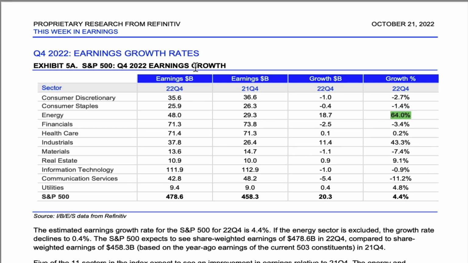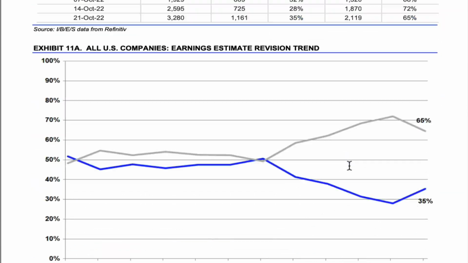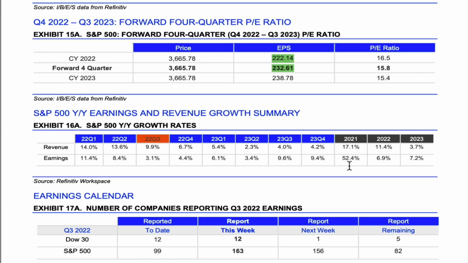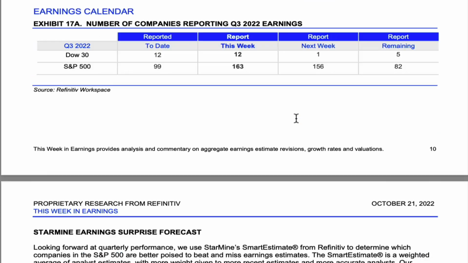Here's energy as well in terms of its forecast for Q4. It's forecasting ahead 1 quarter to Q4, which we won't see till January, with energy really leading the pack, 64%. Expecting 4.4% for Q1 23 over Q1 22. And I think we're okay all the way down to the forward 4 quarters, 232.61. The current year, 2022, is 222.14.